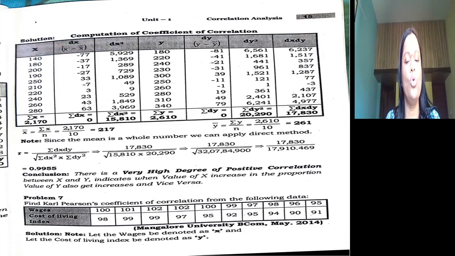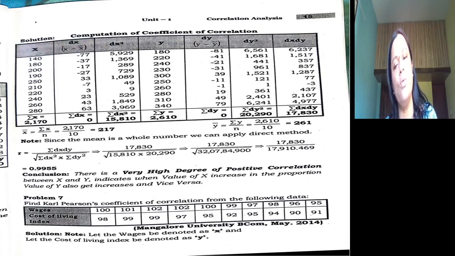217 is x bar. 140 minus 217 is minus 77, 180 minus 217 is minus 37, like that 280 minus 217 is 63. In the same way they calculated dy. dy is y minus y bar, 180 minus 261 is minus 81, like that till 340 minus 261, 79.